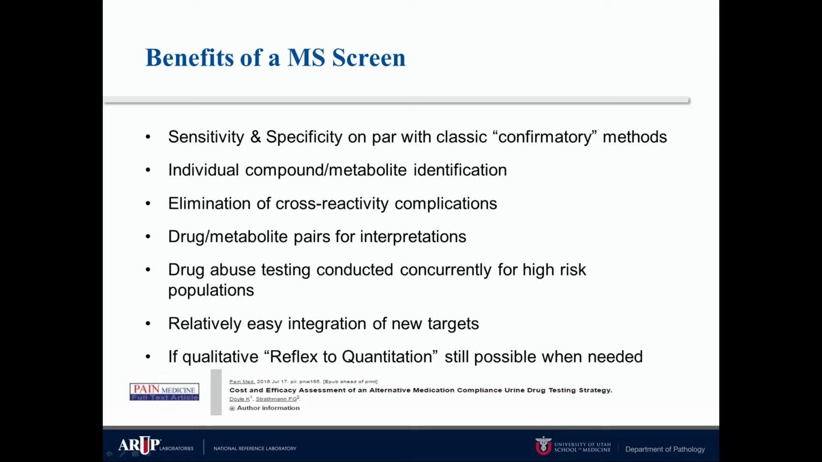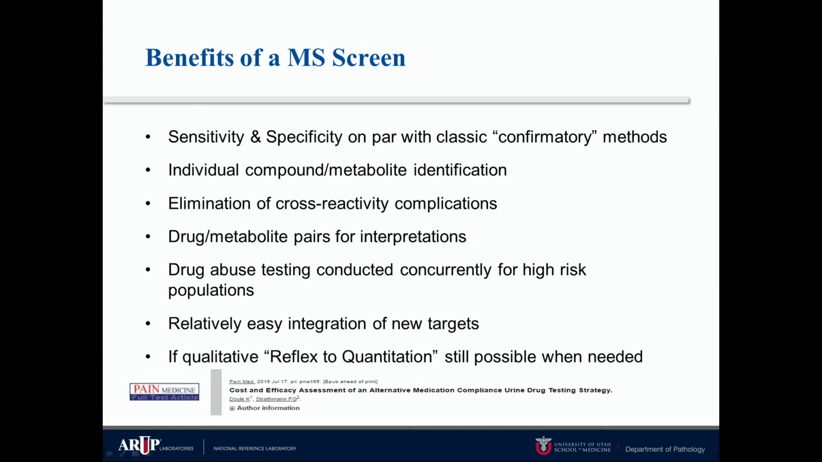So some of the benefits then of a mass spec-based screen, and there are a lot, and that's why a lot of organizations are moving towards the idea of a mass spec-based screen. So you have sensitivity and specificity that's on par with what have been referred to as classic confirmatory methods. And in a lot of ways, we're using the exact same technology that we always did for confirmatory methods. At the same time, if you have that initial screen being done by mass spec, you can typically see individual compounds and metabolites. So not only do you get to see oxycodone, but you could see oxycodone as well as noroxycodone. You get a lot more information than you get from a positive oxycodone immunoassay, when you may not be able to tell the difference between addition to the urine and true ingestion of a drug.